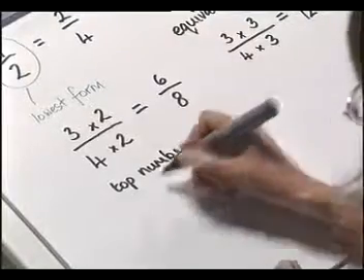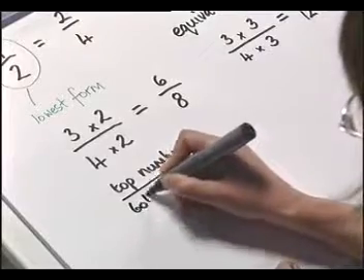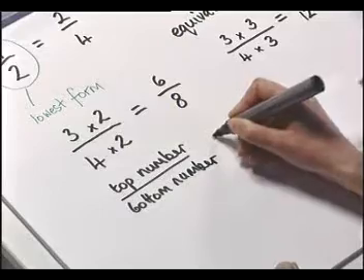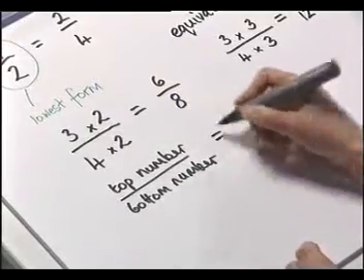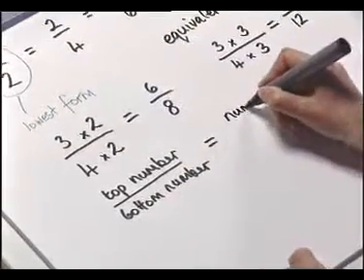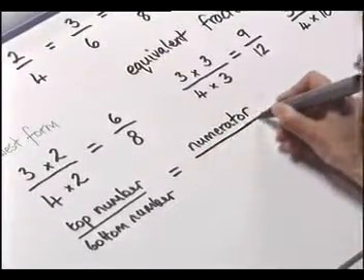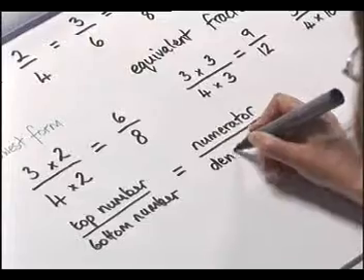Now we have some mathematical language here. Instead of using the word top number, I'll write it down, top number and bottom number, we have two words that we use. The top number is called the numerator, and the bottom number, the denominator.